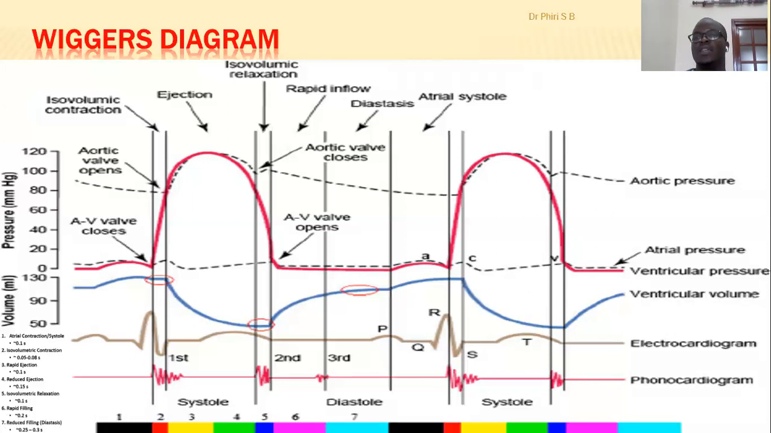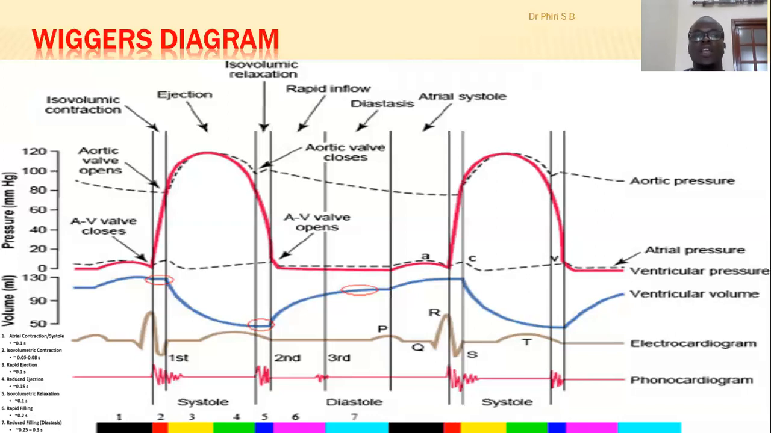Then sometimes you can have the fourth heart sound, which is not shown here, but it will be somewhere here during the atrial contraction. So during atrial contraction, you can hear the fourth heart sound. The third heart sound is normal in children, but in adults it can point to a disease. The fourth heart sound is mainly due to ventricular hypertrophy. As the atria are contracting, the blood moving to the ventricles will cause vibration of the hypertrophied ventricles, which will produce a fourth heart sound.